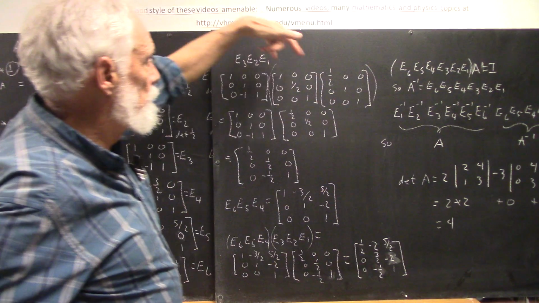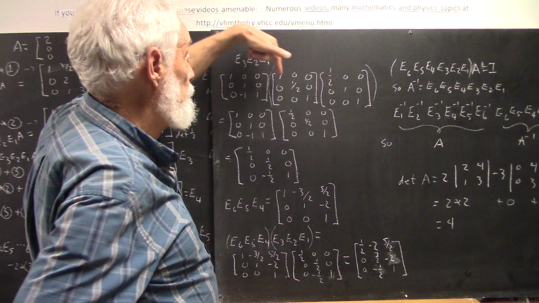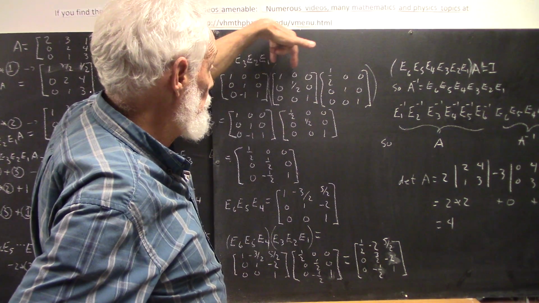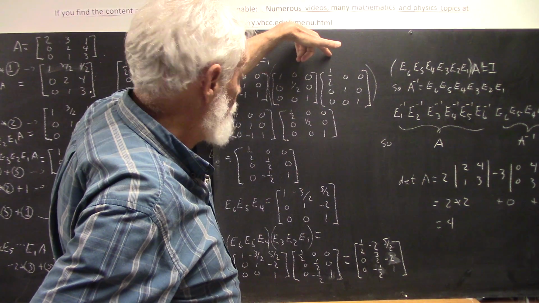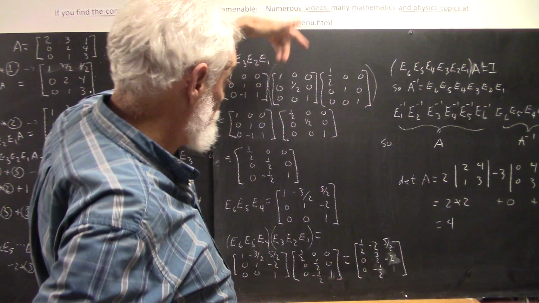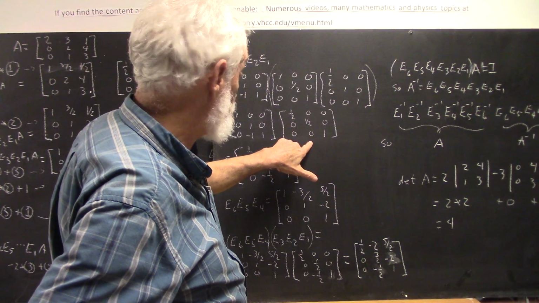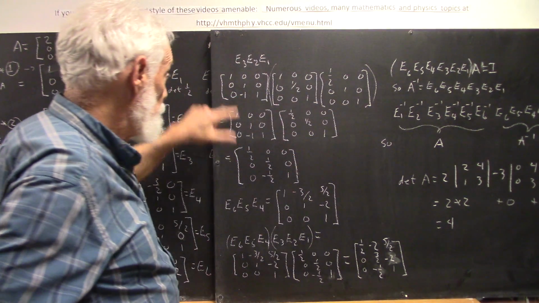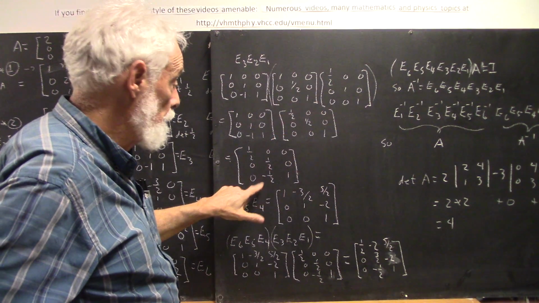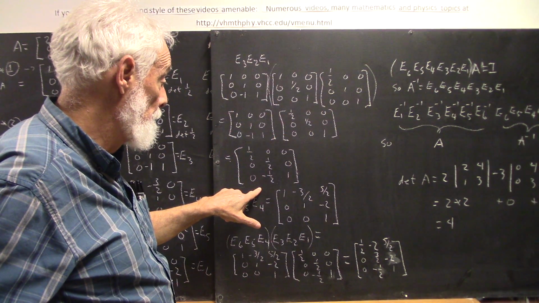Okay, so we choose to multiply. Here are the matrices, E3, E2, E1. We multiply E2 by E1. And I'm not going to go through the details of the multiplication. You can verify that if I multiply these two matrices, I get this. Then if I multiply on the left by this one, you can verify that we get this.